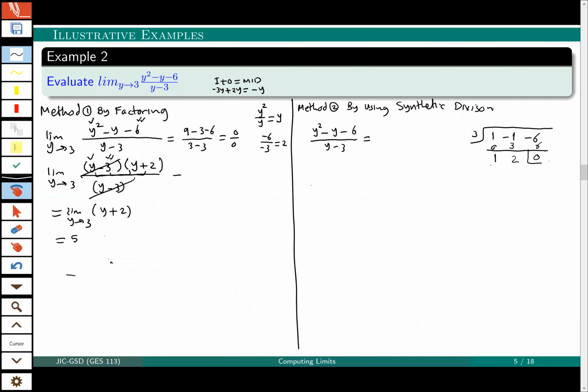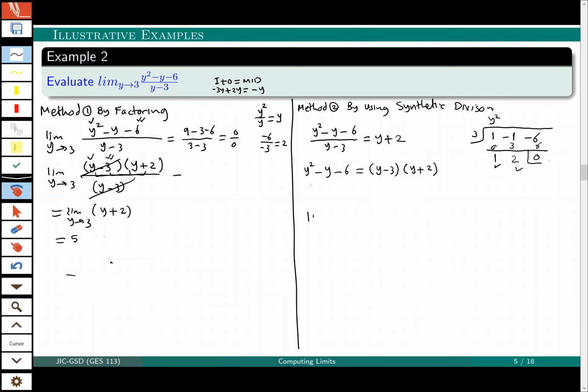So the result of the division will be y plus 2. It's 1 times y, and +2, because we started with degree 2 and we decrease it 1 degree. Now, as we said, we could write y squared minus y minus 6 as the divisor, which is y minus 3, times the result of the division, which is y plus 2.